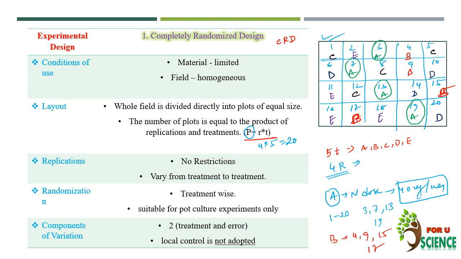In this case we can see that there are two components of variation. First, there may be variation due to treatment. If we apply 40 kg nitrogen in one and, suppose in B, we apply 50 kg per hectare, there must be some variation. So there will be some variation due to treatment, and there may also be some experimental error, which is common to all. No local control is adopted because the field is homogeneous, so there is no local control in CRD.